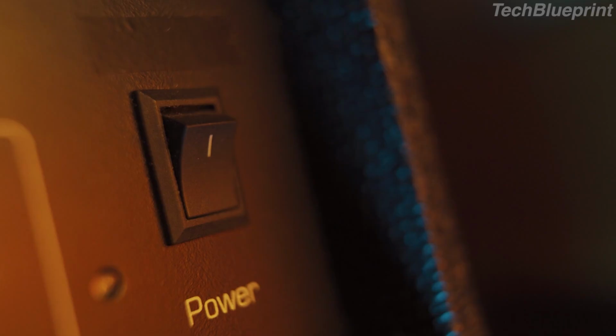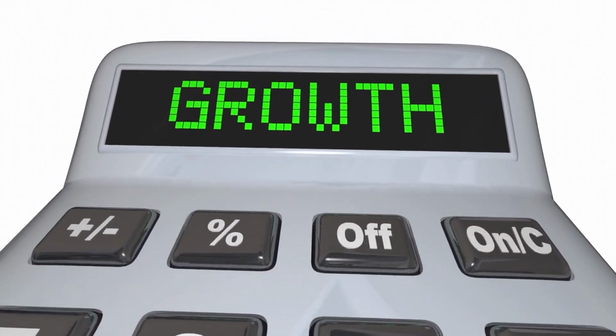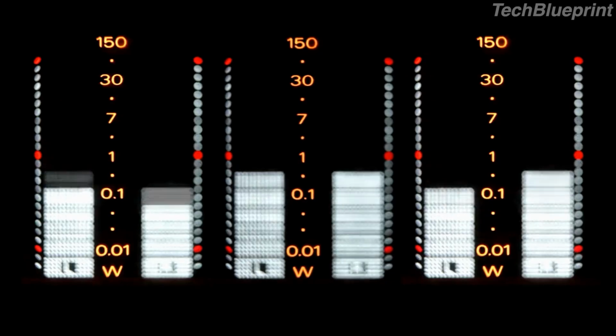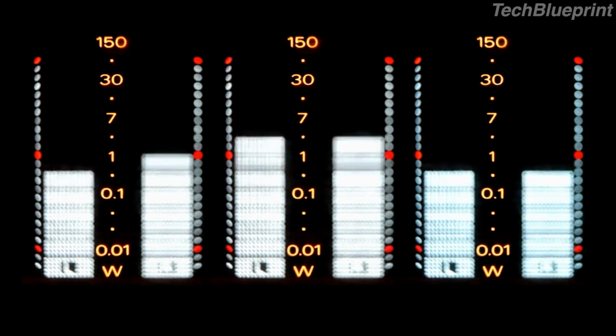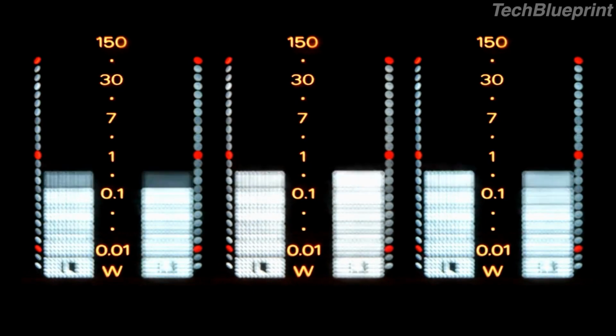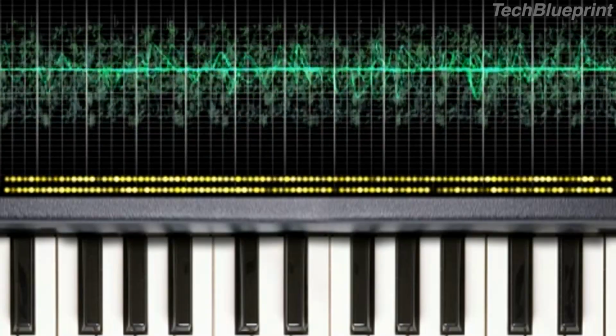Common op-amp configurations. Op-amps can be configured in several ways to perform different functions. 1. Inverting amplifier. Input is applied to the inverting terminal. The output is 180 degrees out of phase with the input. Gain is adjustable through resistor values.